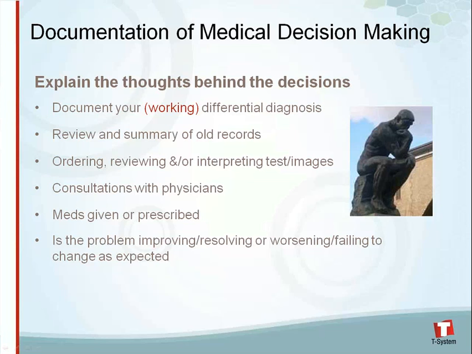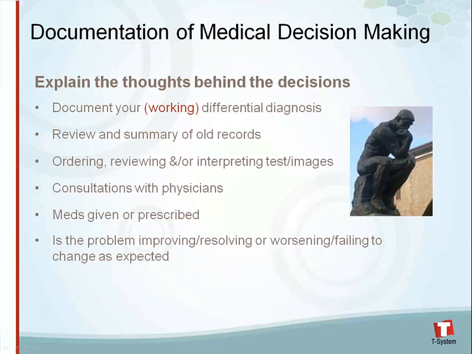If you're reviewing old records, make sure you document that. Summarize it in your record. Ordering, reviewing, interpretation of tests, that goes without saying. Document everything that you do. Even if you're not separately billing for some of these, your CTs, you're probably not billing out for radiology. Some groups do, some groups don't. Same with EKGs for cardiology. You're still making decisions based on those interpretations or those reviews. So it's important to go ahead and document that.